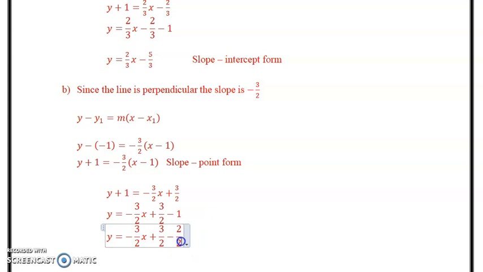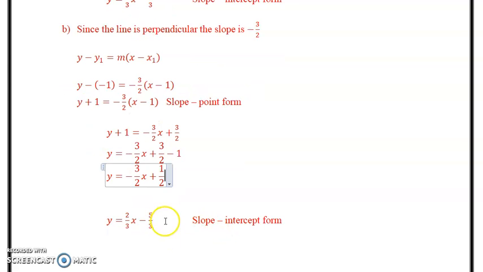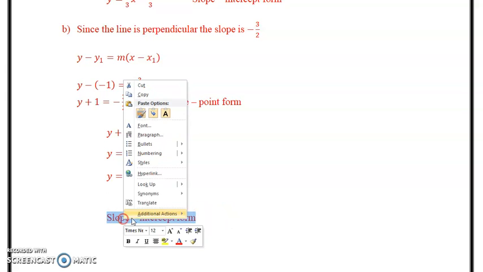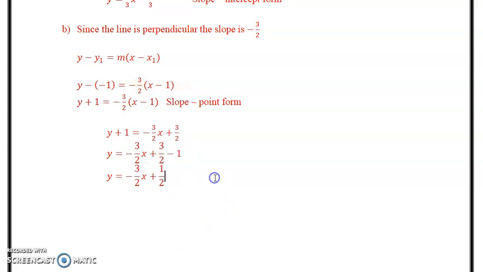And we get -2/2. Find a common denominator. And then we subtract the 2, and then that obviously becomes 1/2. So there's your equation in slope intercept form. Okay? Slope intercept form.